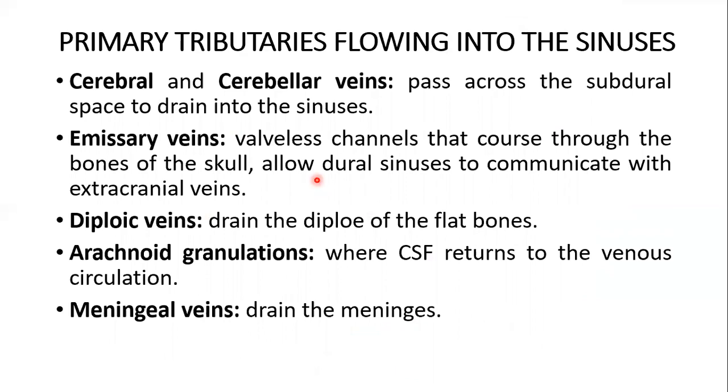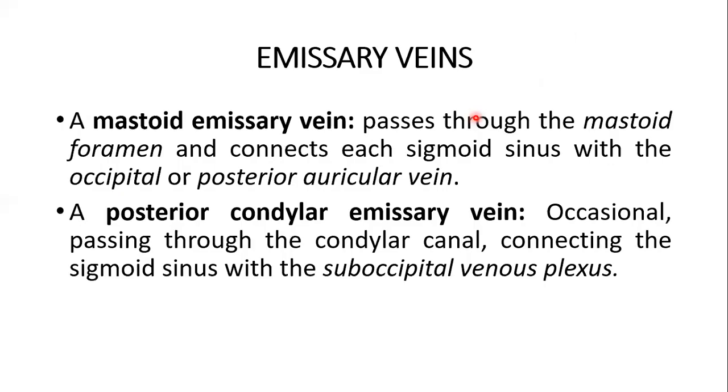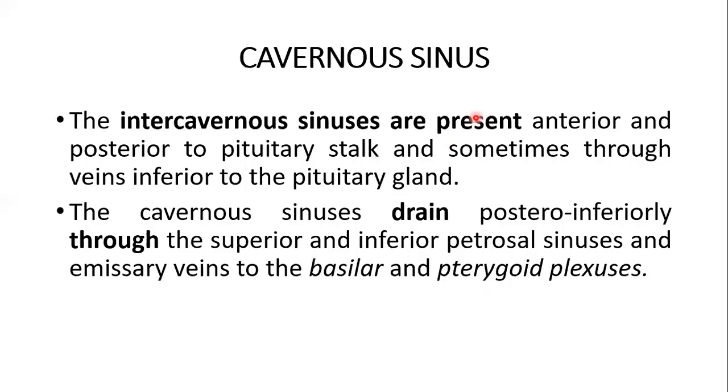So let's study it that way: cerebral and cerebellar veins. These are the primary tributaries which drain into the dural venous sinuses, and the cerebral and cerebellar veins pass across the subdural space to drain into the sinuses. Similarly, I told you the emissary veins in detail. You know already the diploic veins drain the spongy bone, or the diploe, of the flat bones. I told you about arachnoid granulations, and the meningeal veins drain the meninges. So this is before going to the clinical anatomy, just for 2-3 minutes.